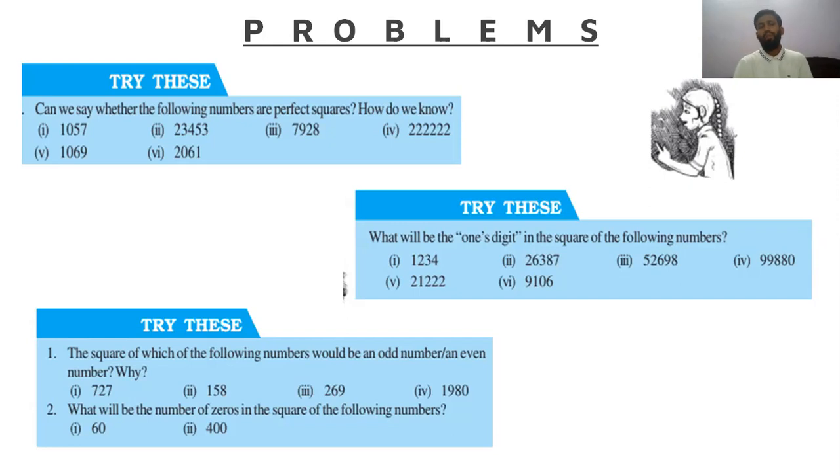Very simple. So the first question is based on the property of odd and even numbers. And what does it say? For one last time, squares of odd numbers are odd, squares of even numbers are even.